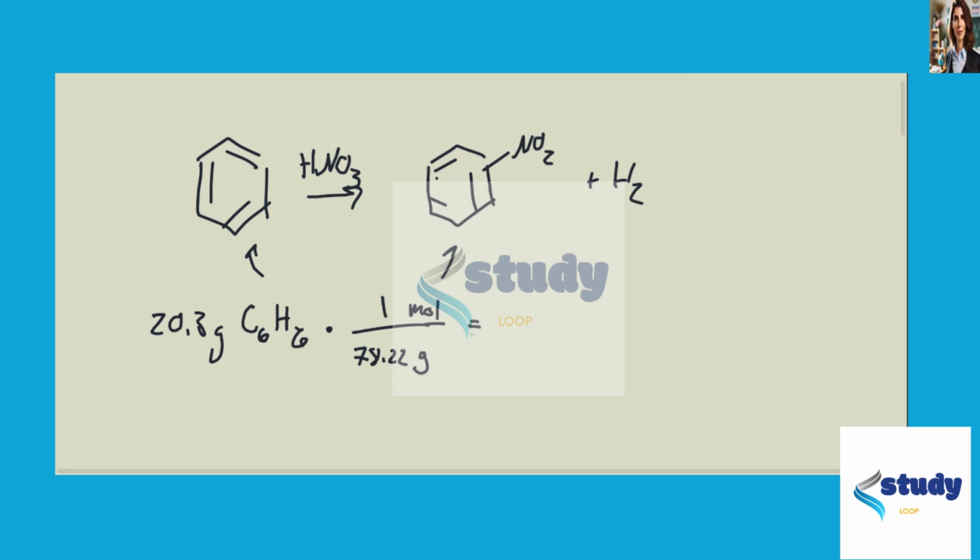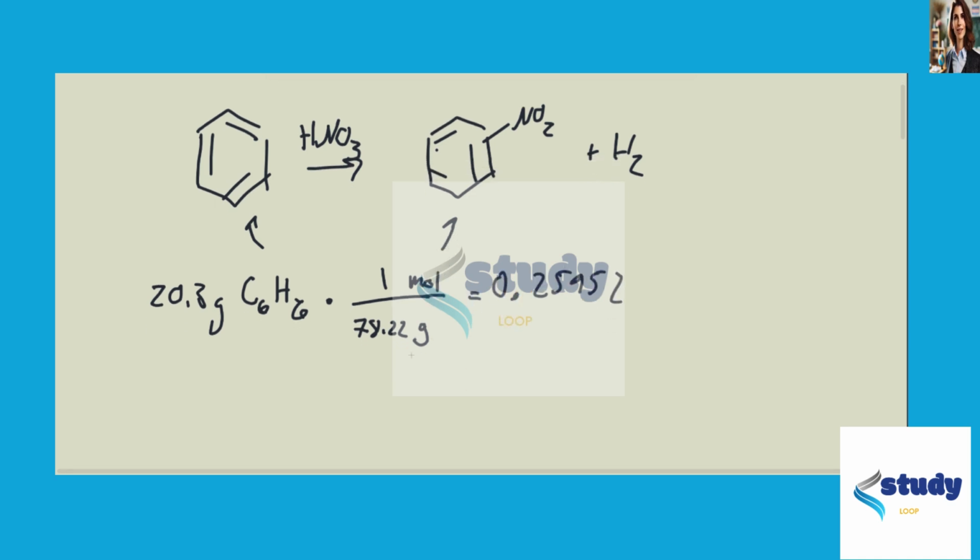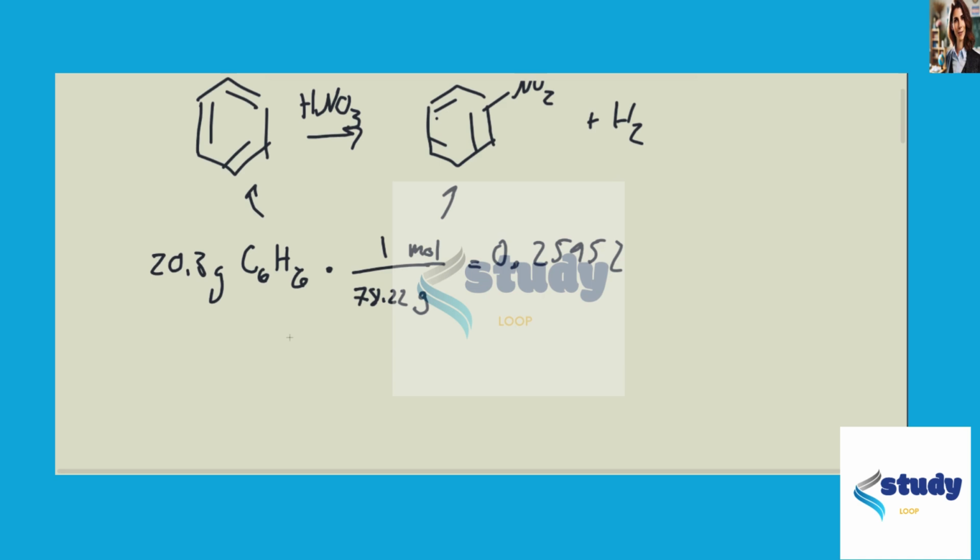Okay, I'll calculate that real quick. 20.3 divided by 78.22, I get 0.25952. Okay, so we know moles of benzene. We know how many moles we started with. Now we need moles of nitrobenzene.